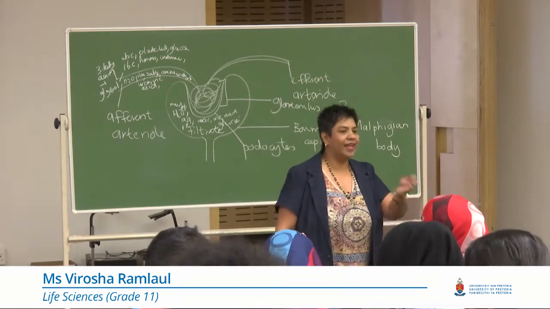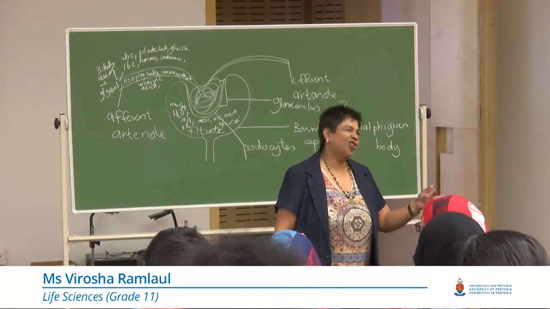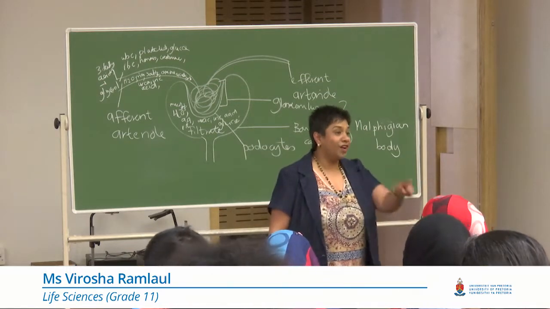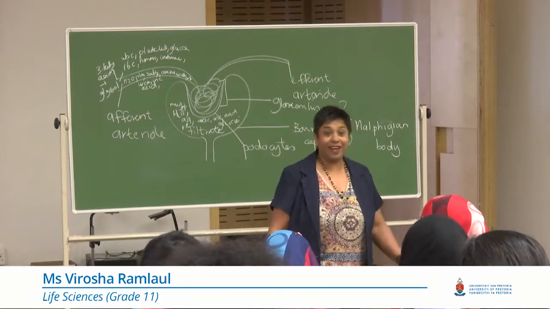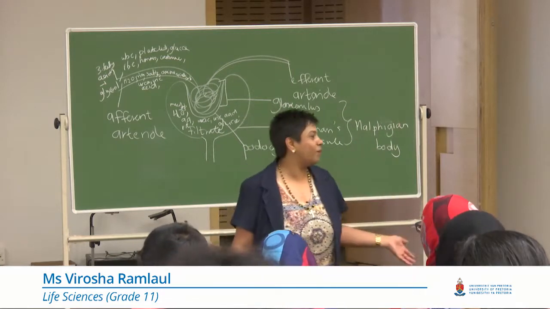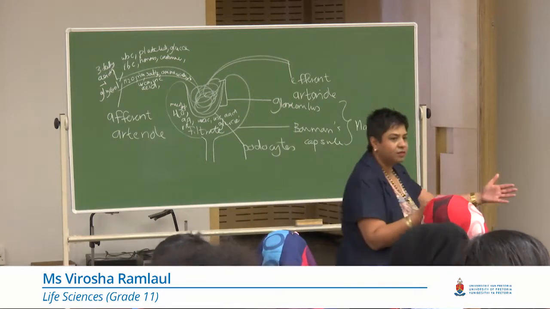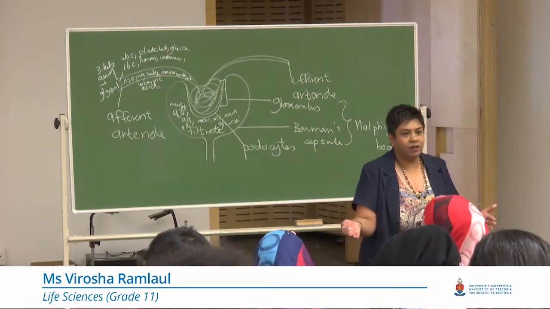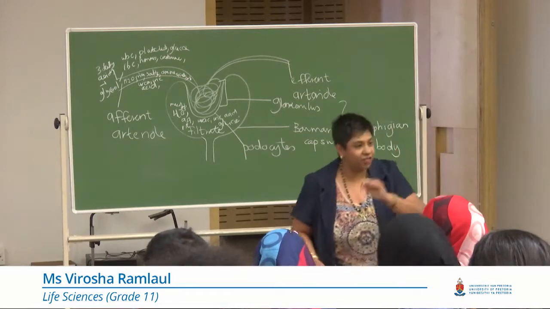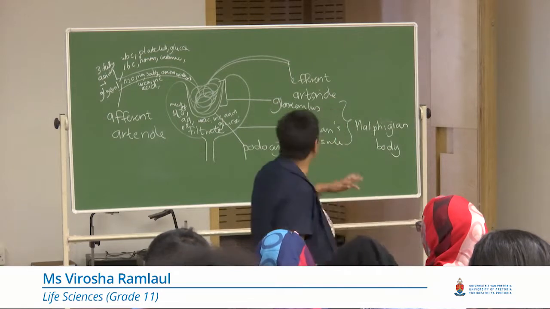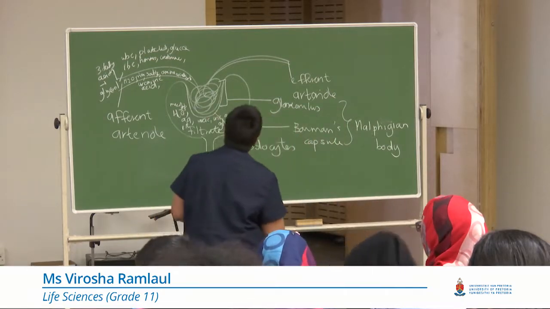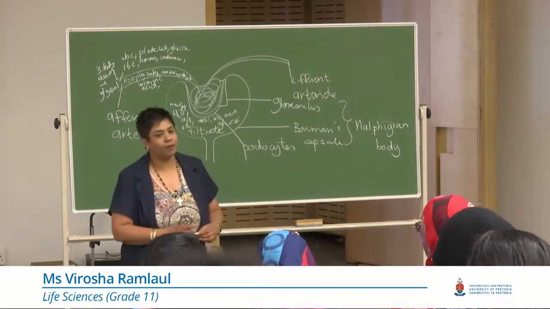How does a single layer help with filtration? Not easy. Faster filtration. Rapid. Remember, rapid. You just throw that word back at me. If you have 20 layers, it's still going to be filtered. But one layer, faster filtration. Okay, so that is now the structural suitability of the Malpighian body.